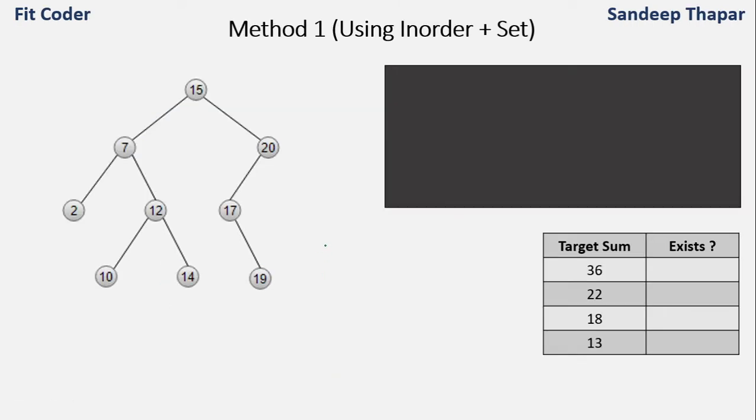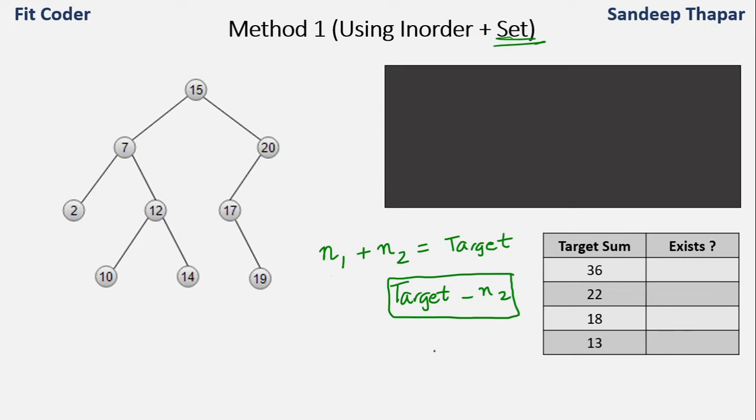So the logic of the first method is that if the two elements are n1 and n2, which have sum equal to target, we traverse the tree in in-order fashion and we keep track of the elements in a set. And if at any point we find that target minus n2 is already present in the set, that means the two elements are n1 and n2. So we are keeping track of the previous elements that we have encountered, and if the target sum minus the current element is already present in the set, then we return true. Let's check it using an example.